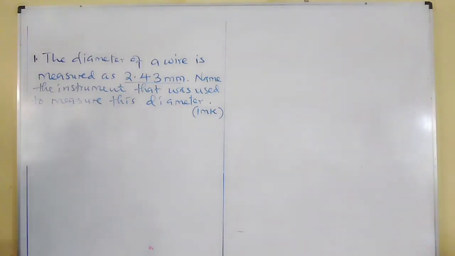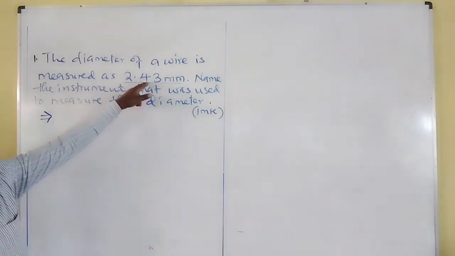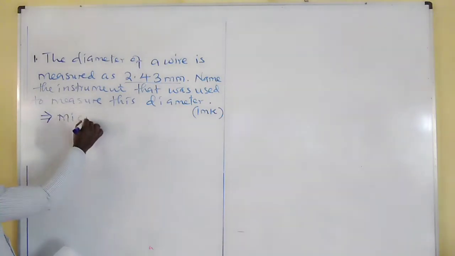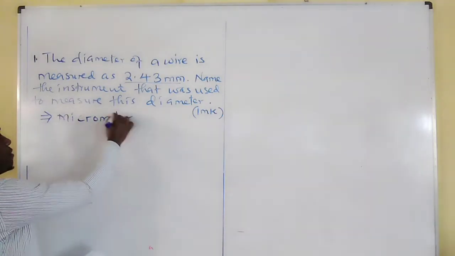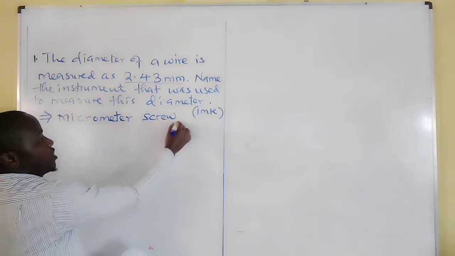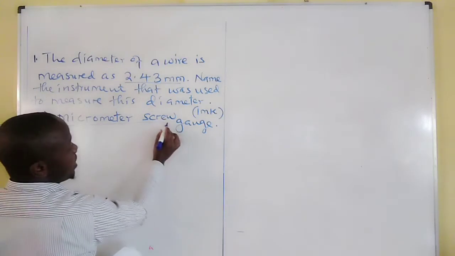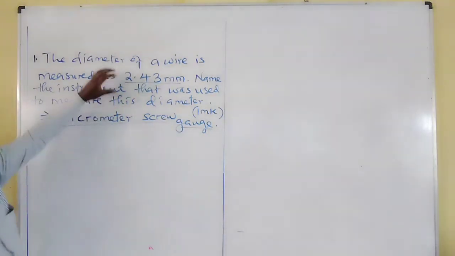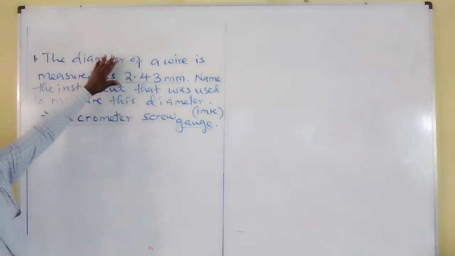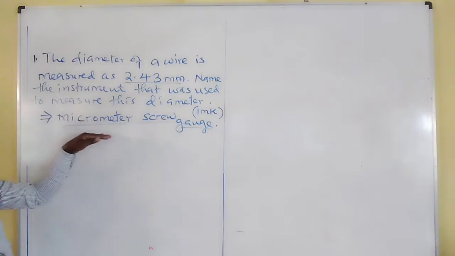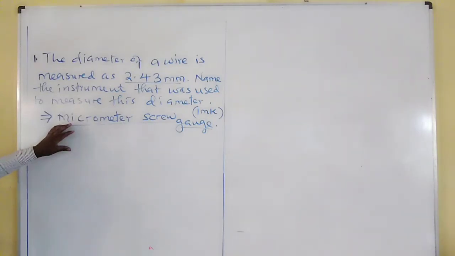Therefore, the only instrument used to measure diameters in millimeters and to 2 decimal places is the micrometer screw gauge. So here, the accuracy of the measurement, which is in 2 decimal places, and the units used to record the diameter are helping us to know that the instrument which was used is a micrometer screw gauge.